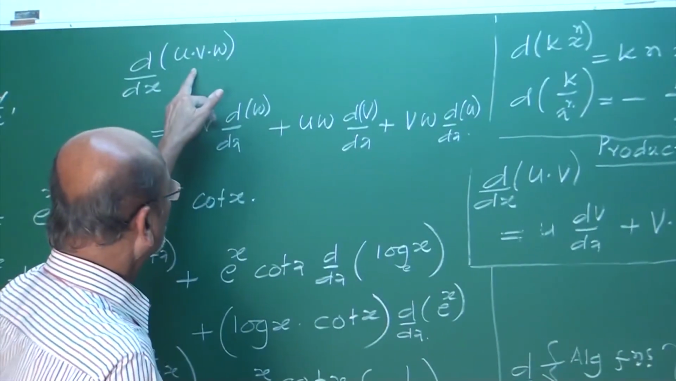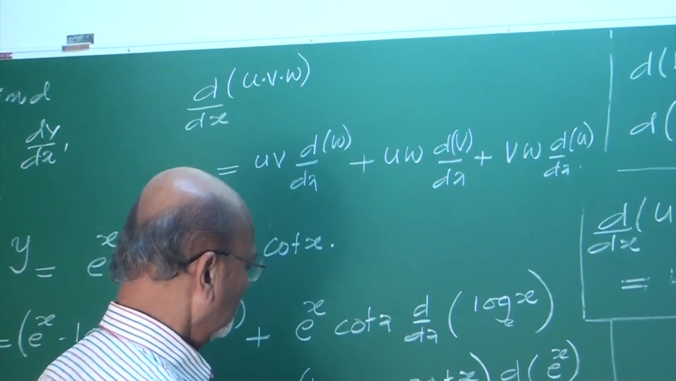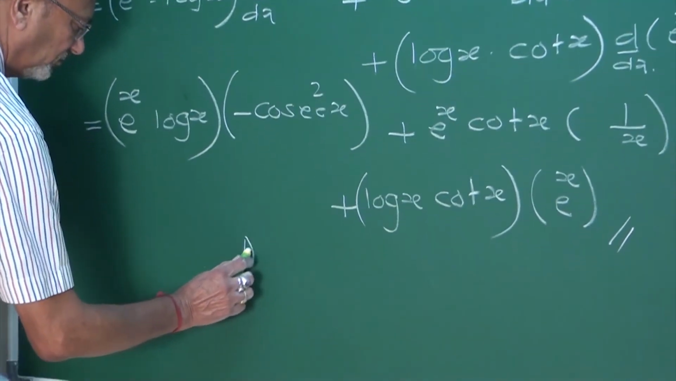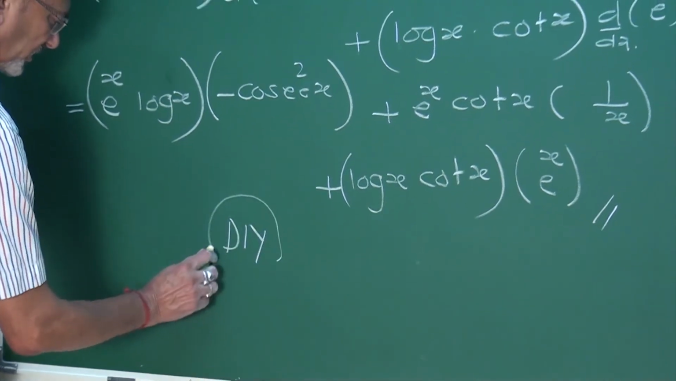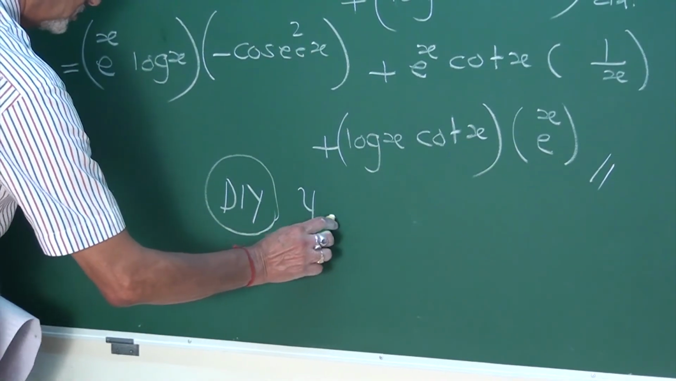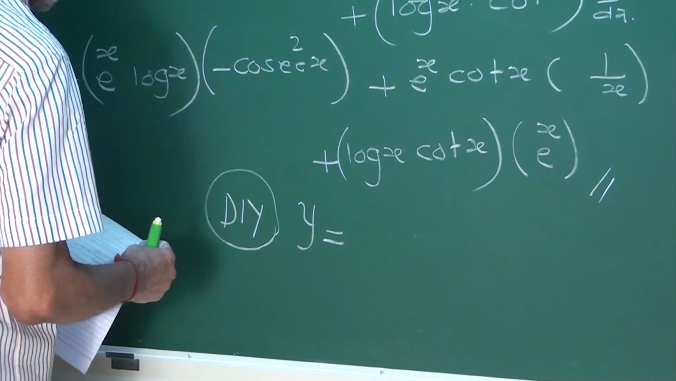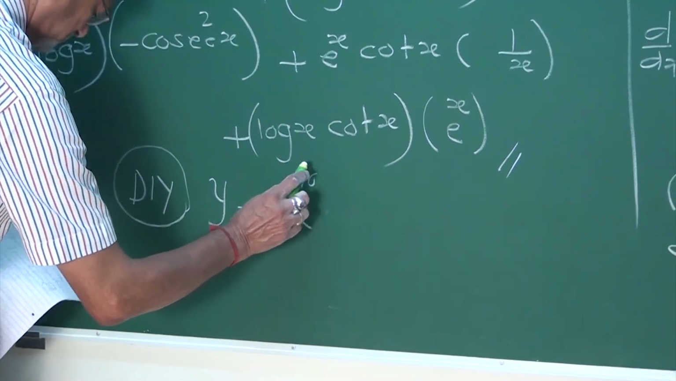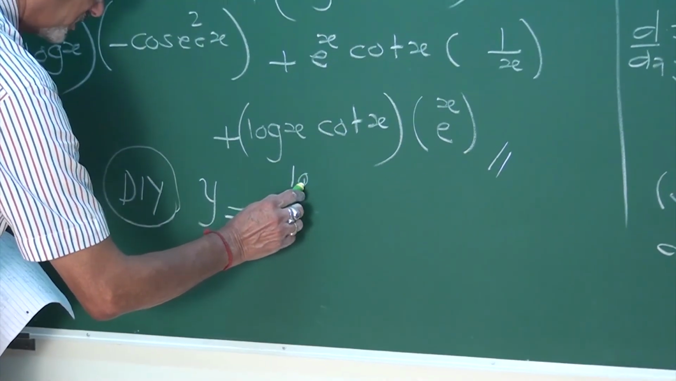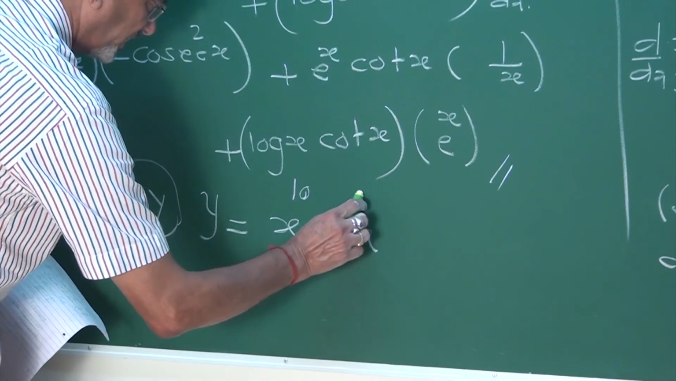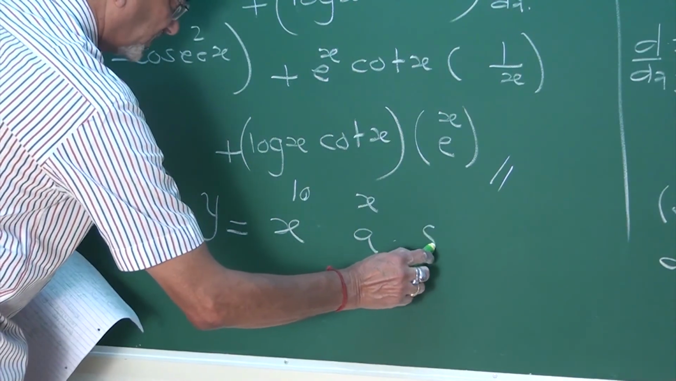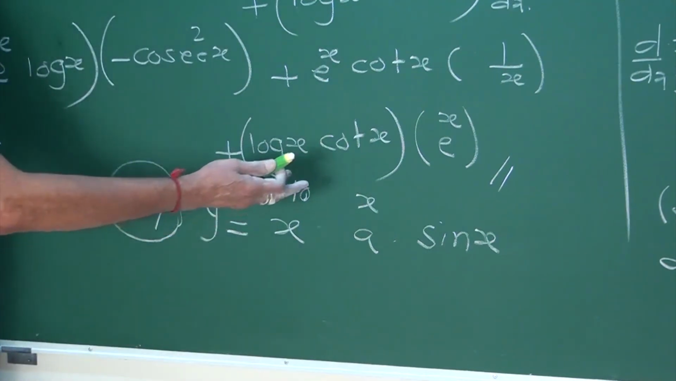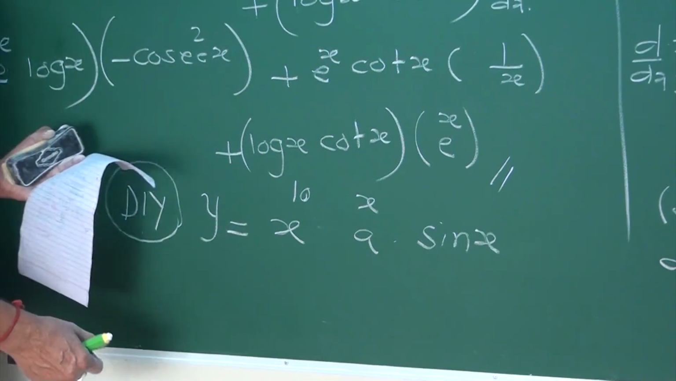There are product of 3 functions. This is the formula. If you want one example, just practice. Find y equal to x to the power 10 into e to the power x into sin x. You can just do one verification.